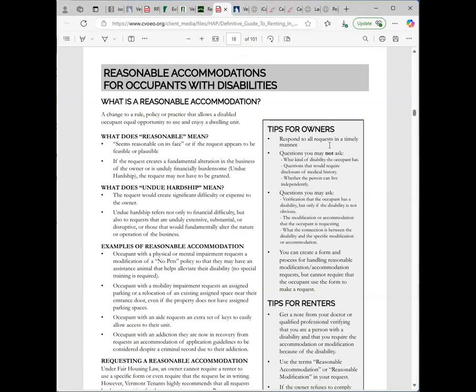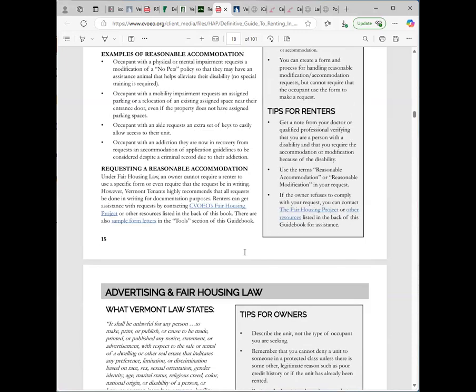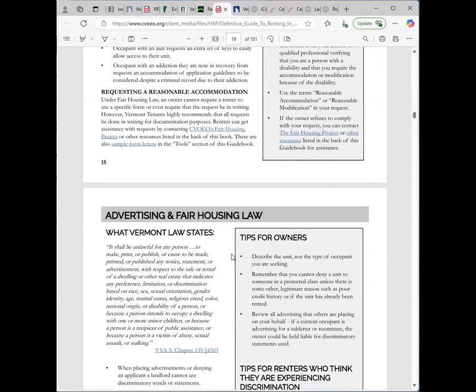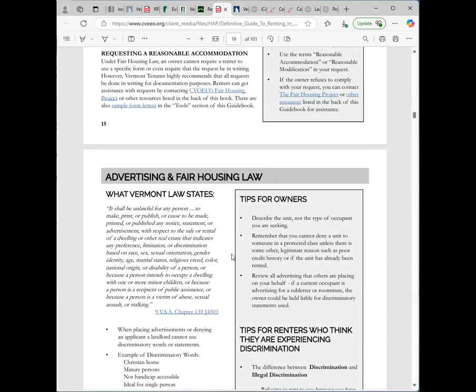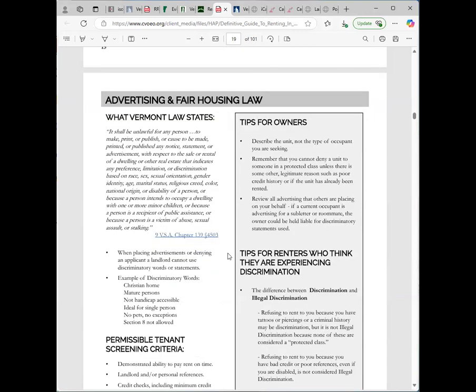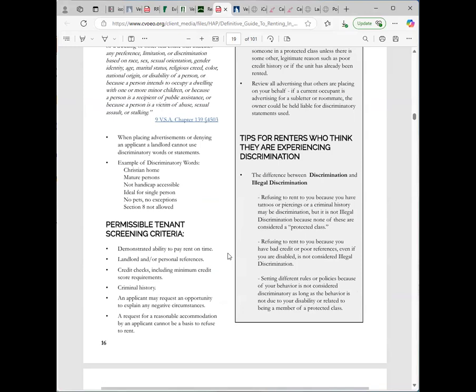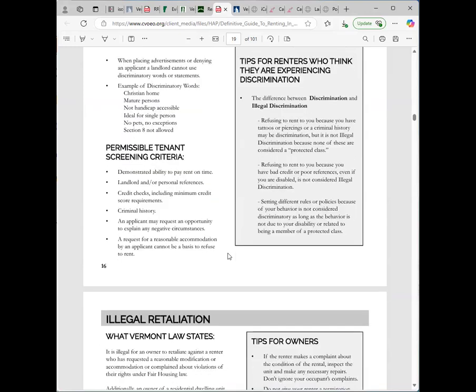Again, it continues on tips for owners, tips for renters. Very well done, Vermont. Really happy with how this is laid out. And then there's a snippet in here about advertising and fair housing law and what the law states. Again, tips for renters who think they are experiencing discrimination. And possible tenant screening criteria. This is interesting. This is on page 16. So if you are interested, if you have a rental in Vermont, take a look at that.